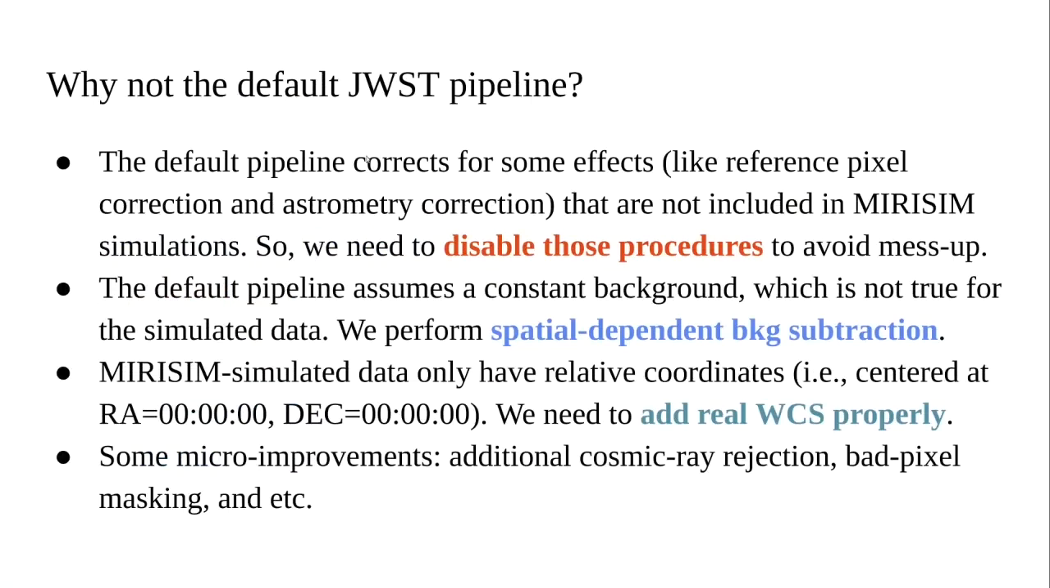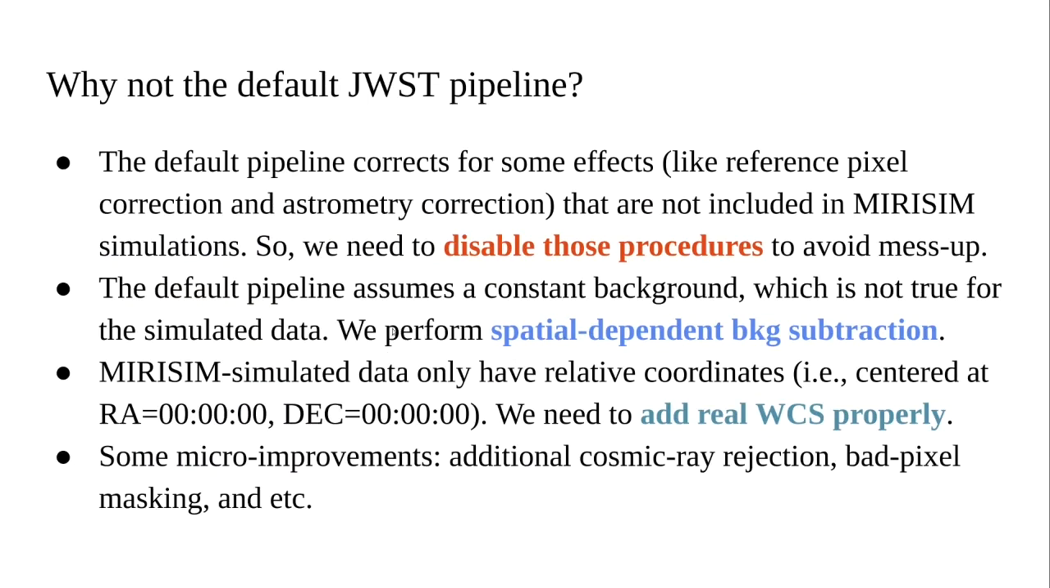So we have our customized pipeline. The natural question is, why don't we use the default pipeline? There are several reasons. The first reason is that the default pipeline corrects for some effects, for example reference pixel correction and astrometry correction. Those effects are not simulated by MIRISim. If we just use the default pipeline, which has those corrections, those will mess up the final products. So we need to disable those functions to avoid the mess up.